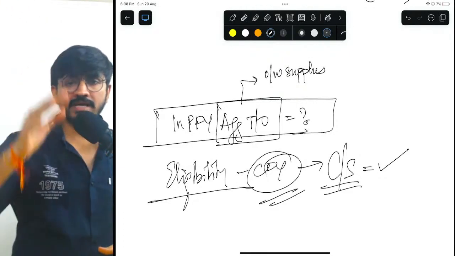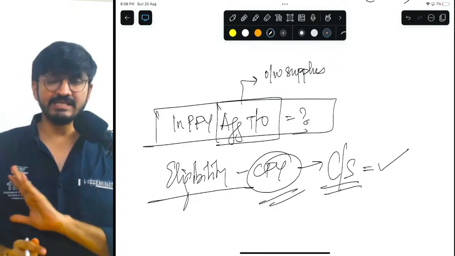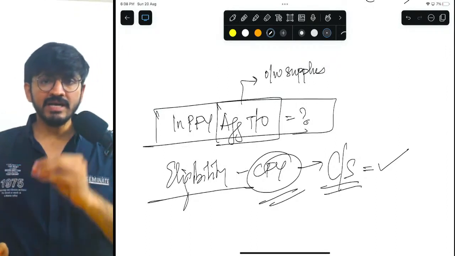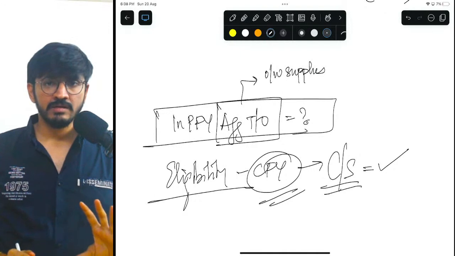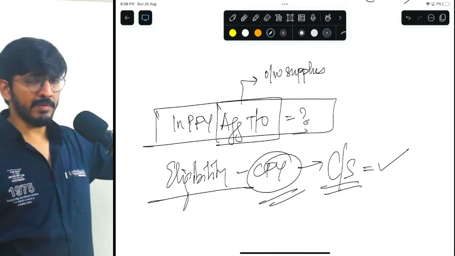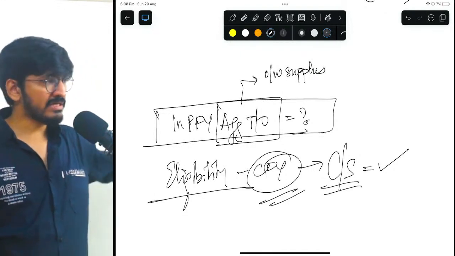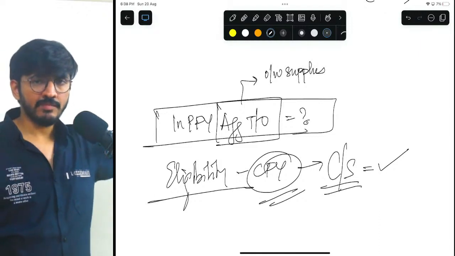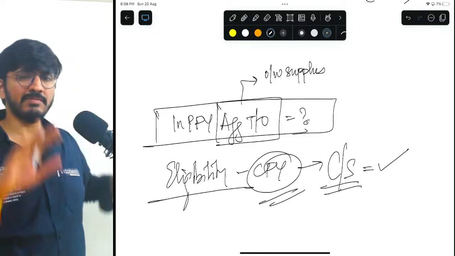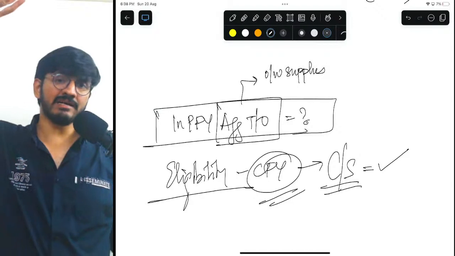The only thing you will take care of is outward supplies. That's it. You will never take inward supplies into the picture. It doesn't matter whether, for the purchases that you have done, the supplier is going to pay tax on that or you are going to pay tax as per RCM. Purchase will never come in aggregate turnover.